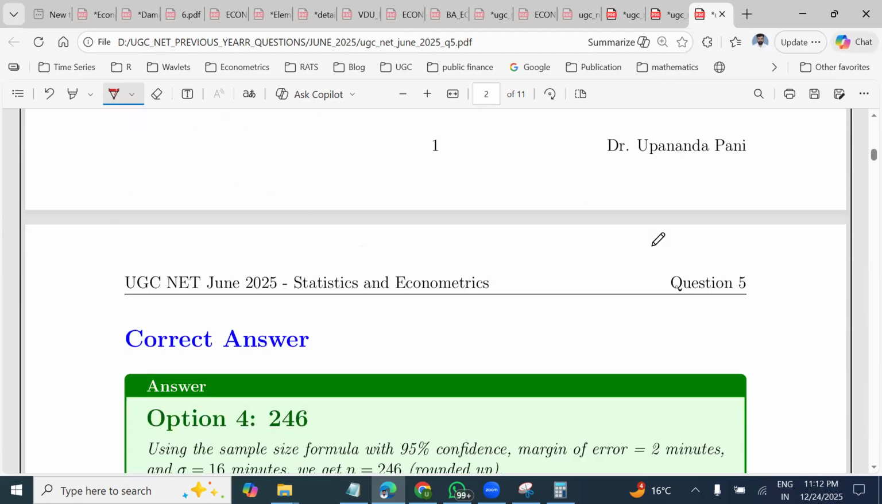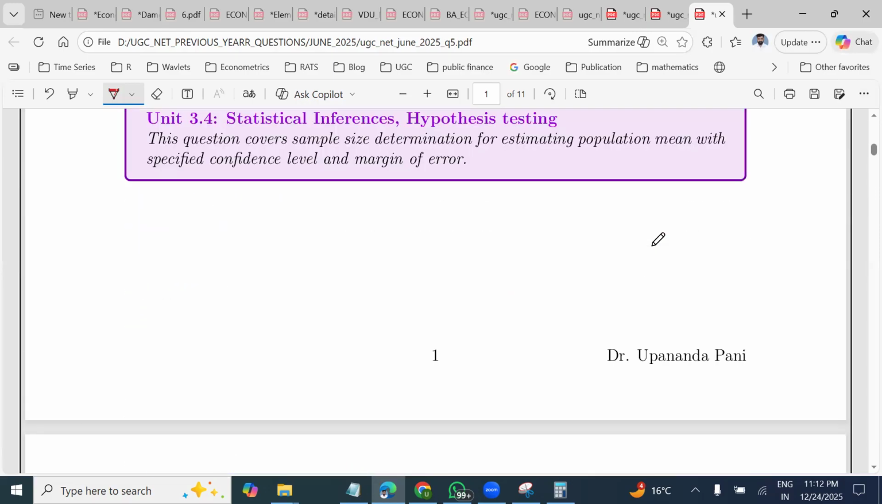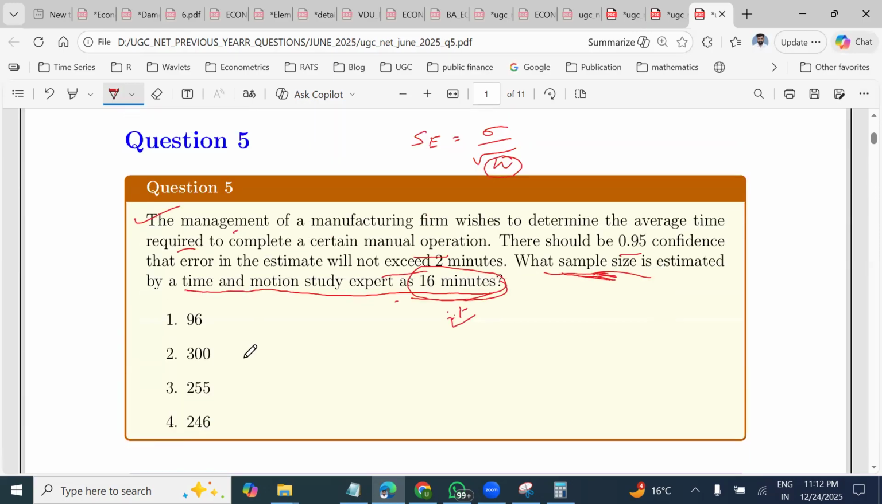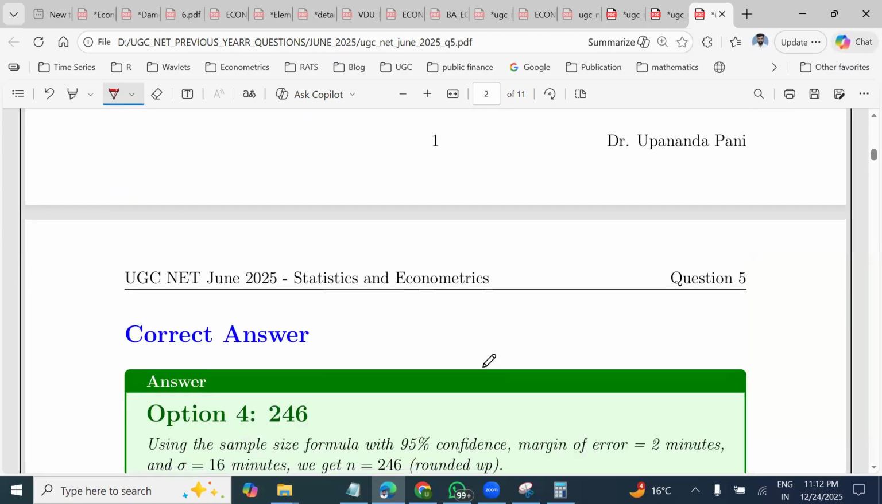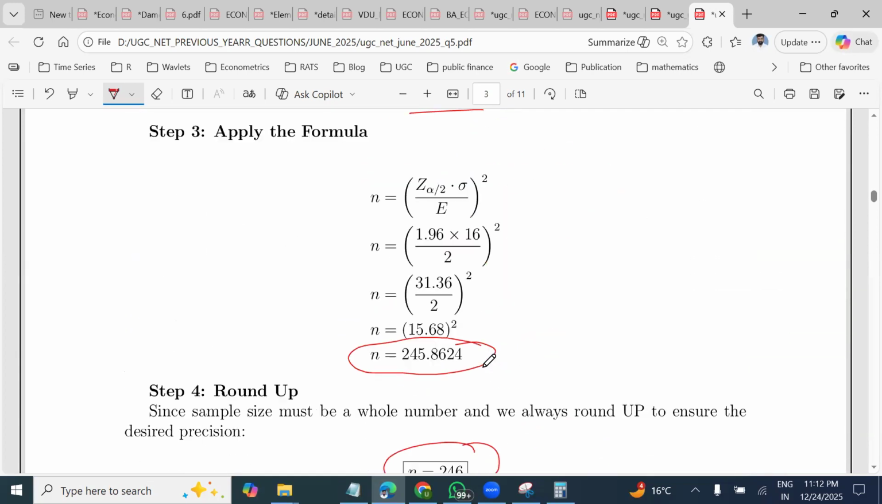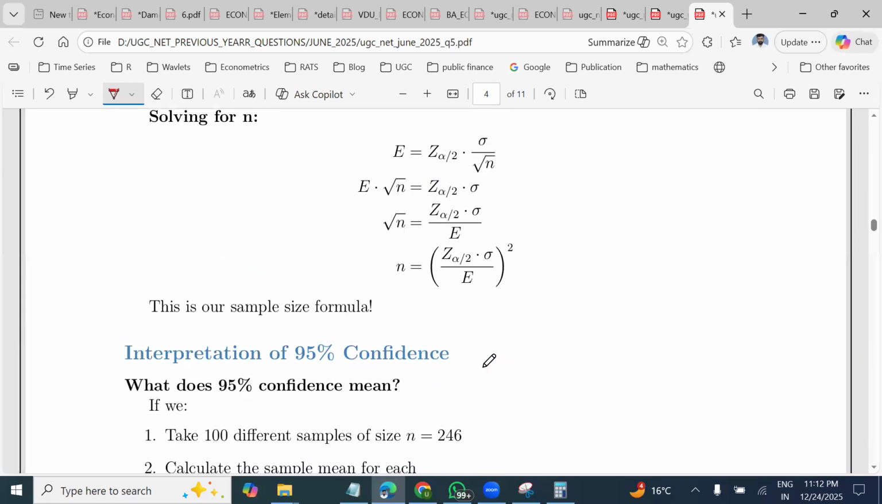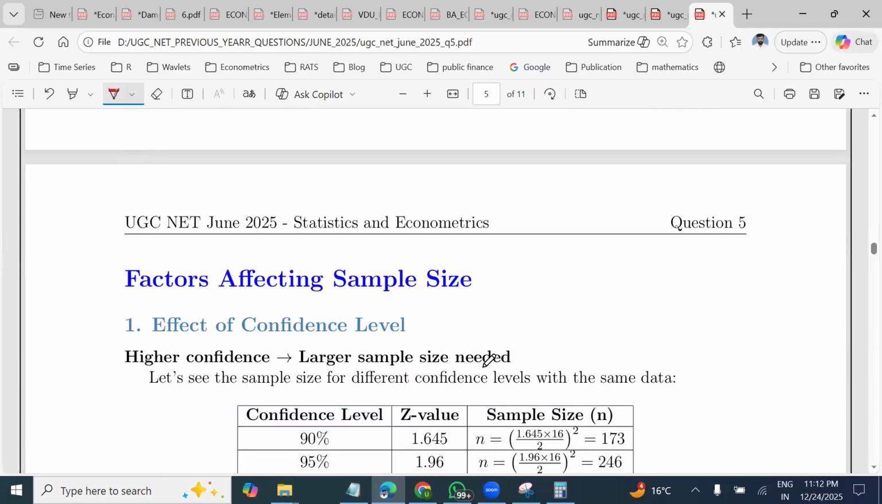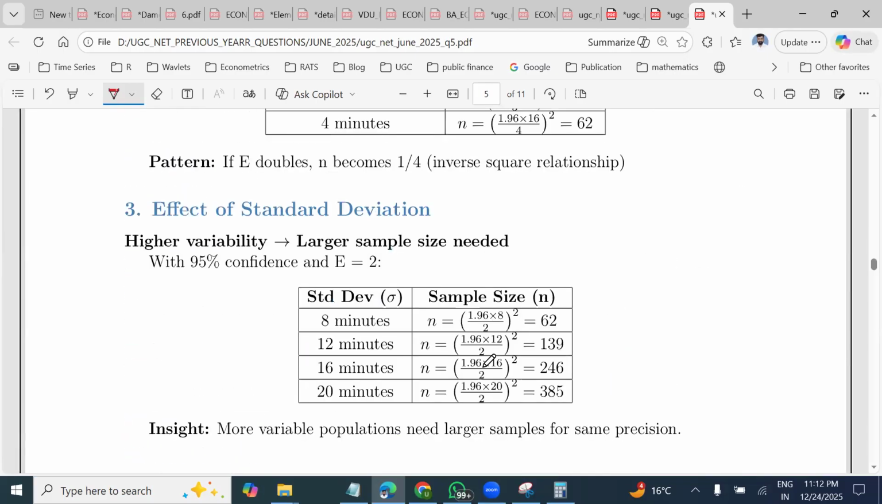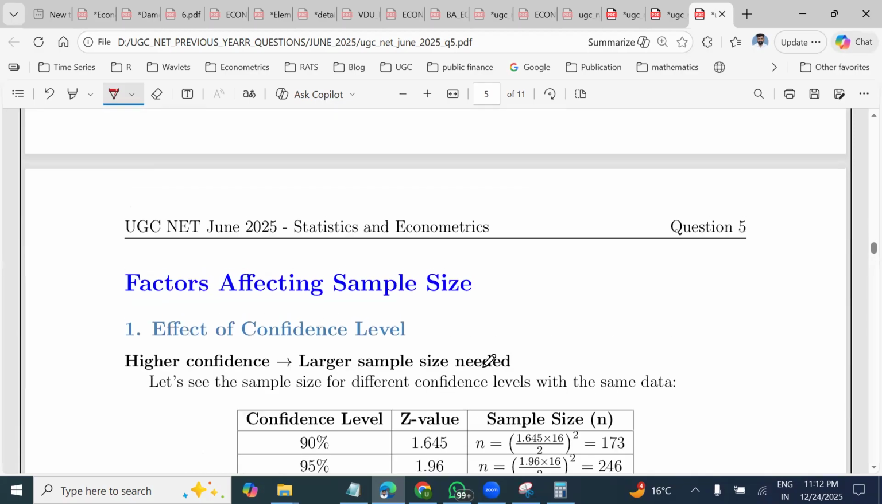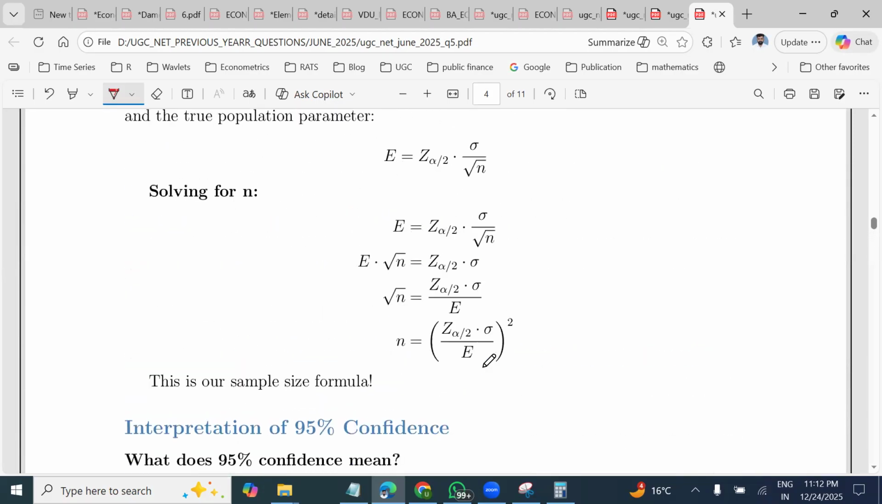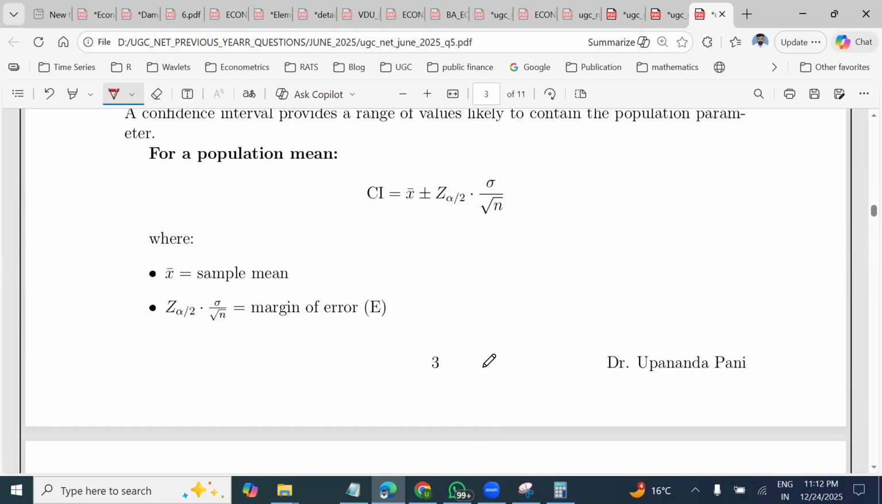Was the option there? Yeah, there. Option 4. Yes, sir, it is there. Is it correct? You have not checked, right? 245 point something. That is fine. Yeah, that is right. So now Sangeeta and others.